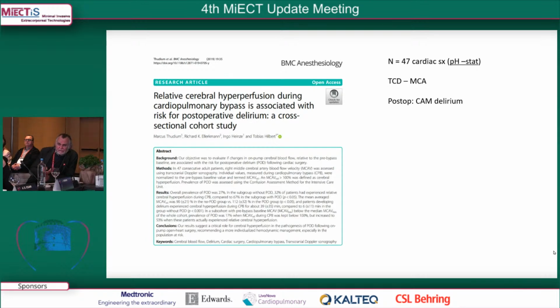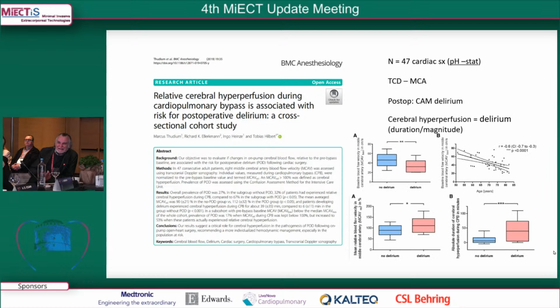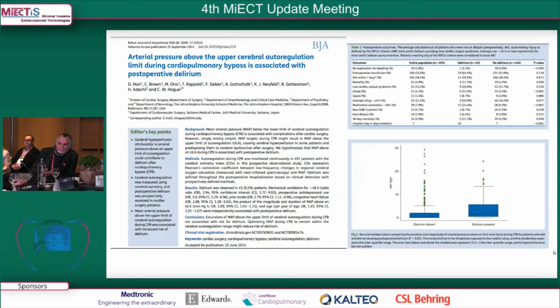What can be done about these issues? These are just box plots showing again that there's a correlation between the amount of hyperperfusion occurring, the extent of hyperperfusion, in other words, the increase in MCA flow velocity, and the duration were significant factors in the occurrence of postoperative delirium.